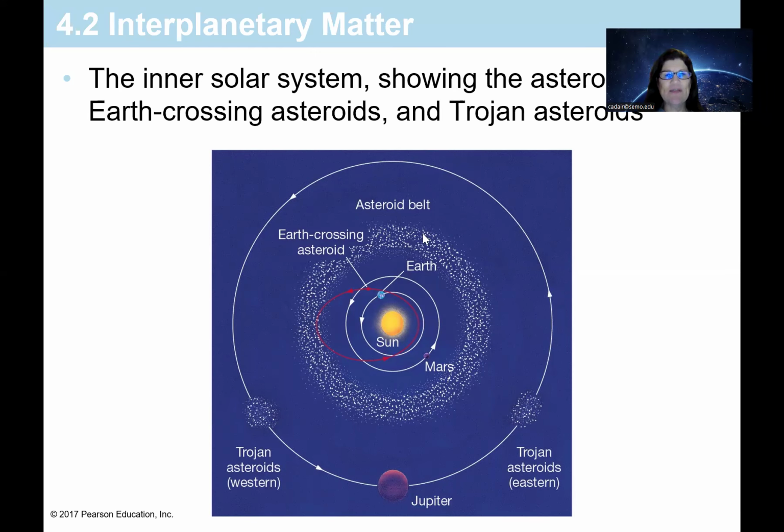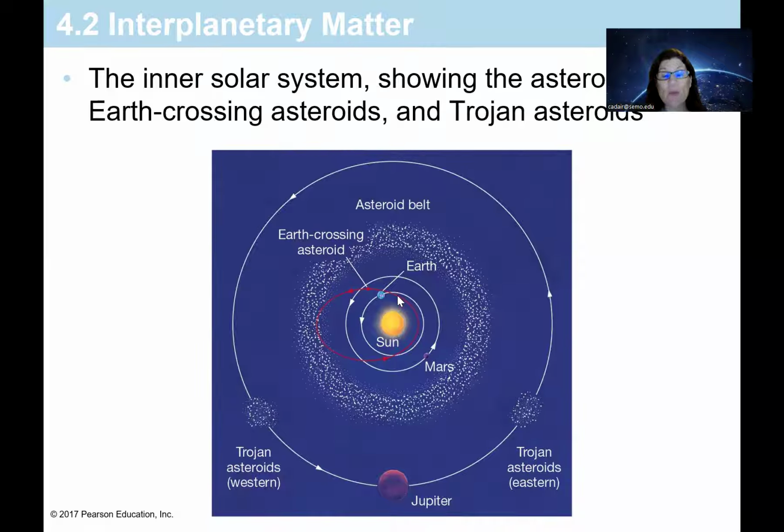So here at the inner solar system, this is a graphic that shows the asteroid field and then the Earth crossing asteroids and Trojan asteroids. So we have the sun, we've got Earth here, we've got Earth crossing asteroids in red, we've got Mars, the asteroid belt, and then we get Jupiter. And because of Jupiter's gravity with the sun, there's this sweet spot before it and a sweet spot behind it where asteroids are just sort of hanging out. They just get to hang out there in balance with the sun and Jupiter. It's kind of weird.